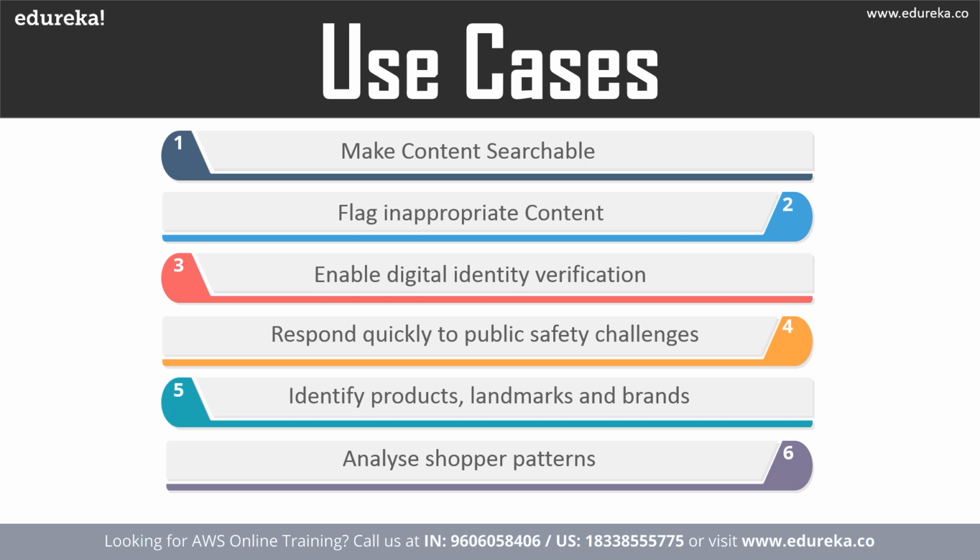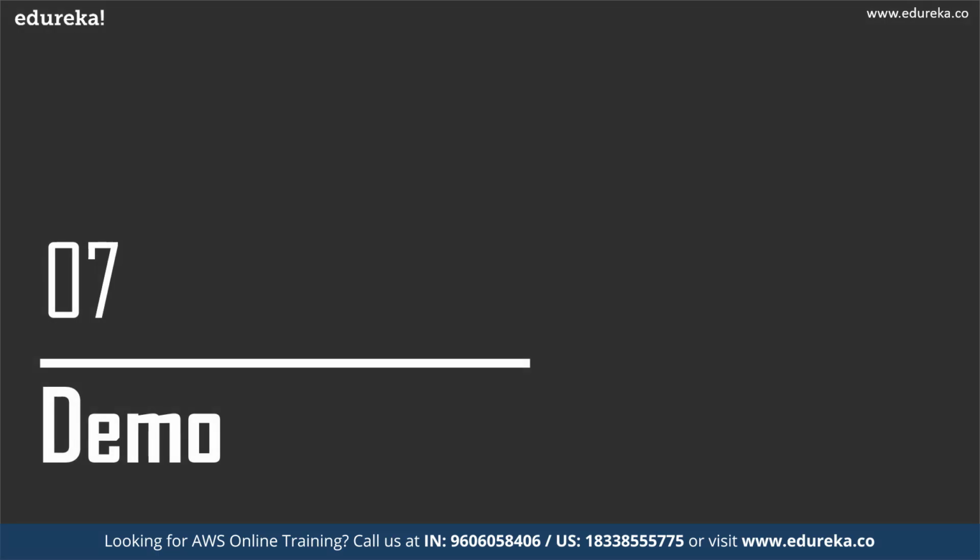So now let us move on to the last part of this session, that is the demo part. What we will be doing here is we'll get one image and we will try to fetch labels out of that image, something like object detection and all those things. So for that, let me go to my Amazon console here.